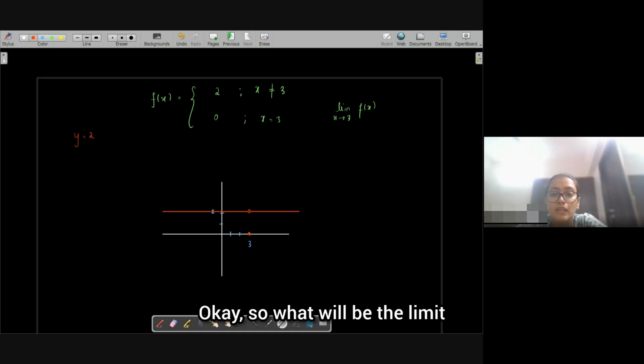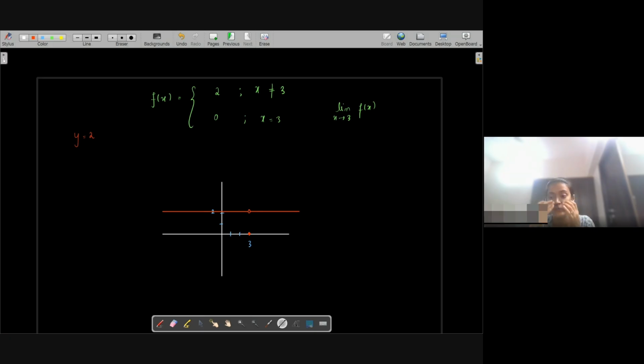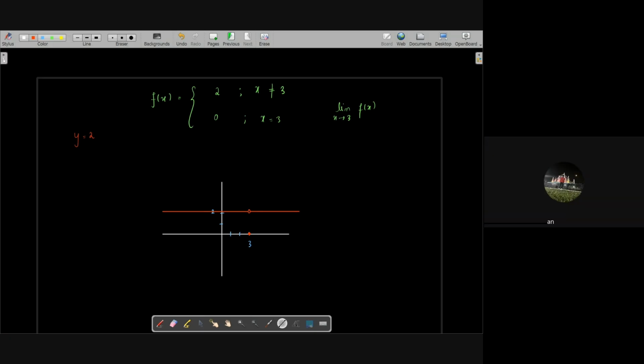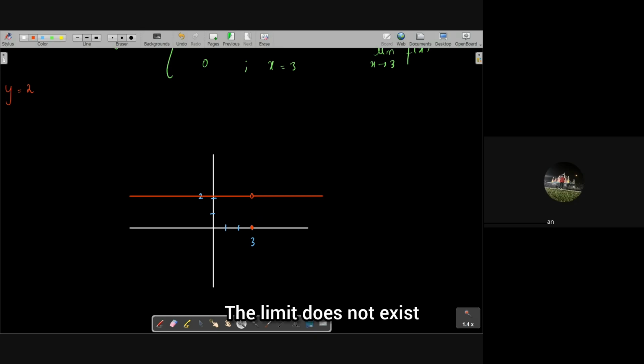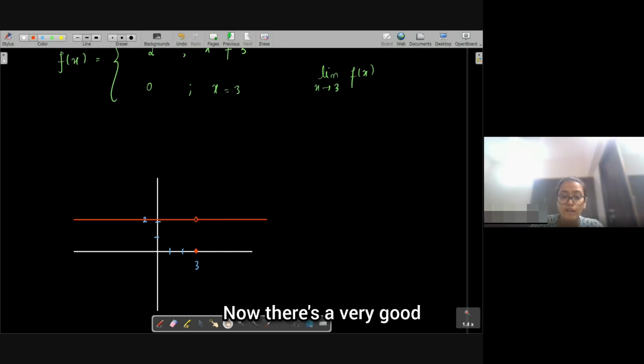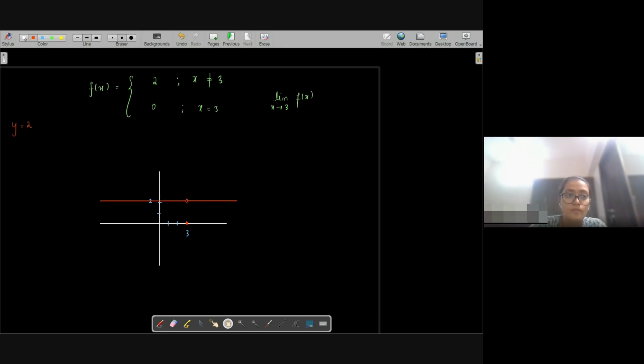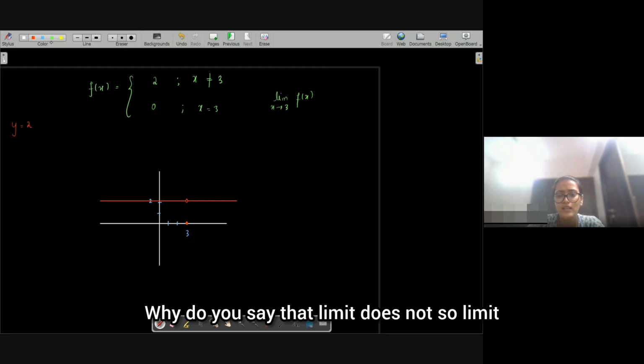Okay, so what will be the limit when x approaches 3? I feel like it does not exist, because there are 2 points, right? 3, 0 and 3, 2. The limit does not exist. Now this is a very good and conceptual question. Why do you say that the limit does not exist?